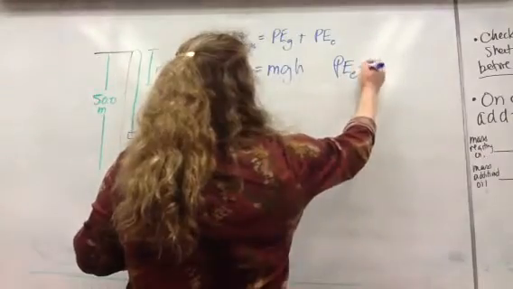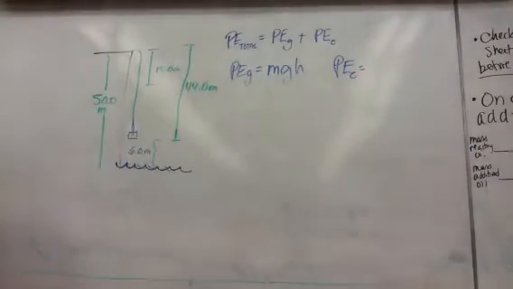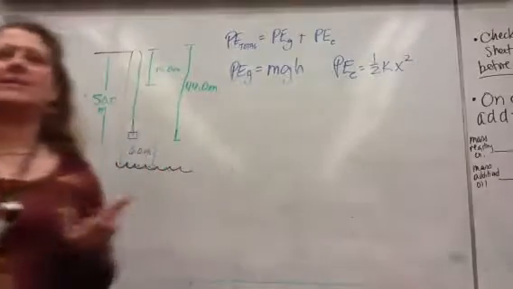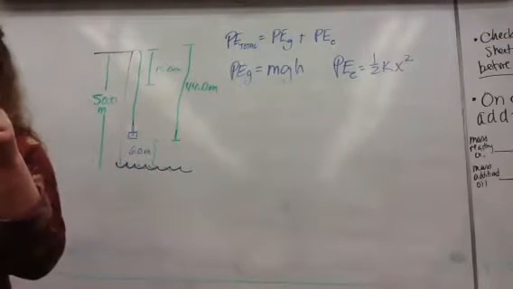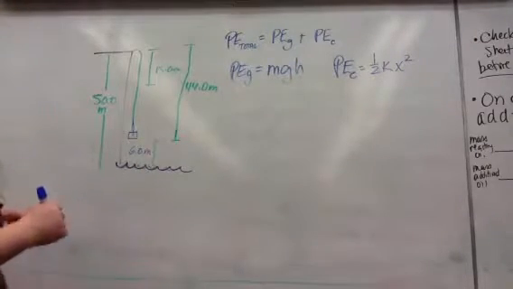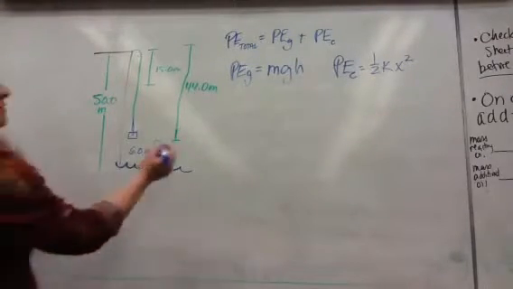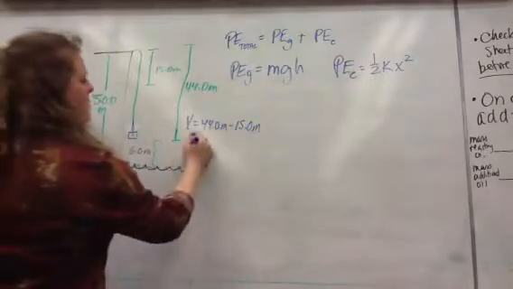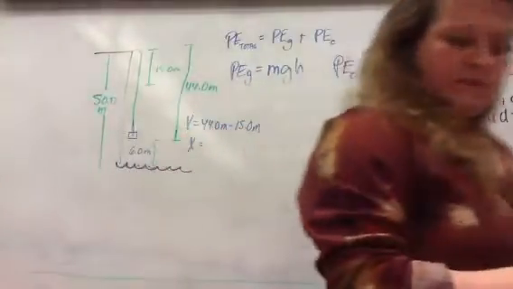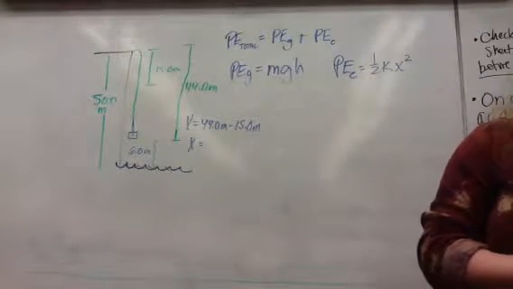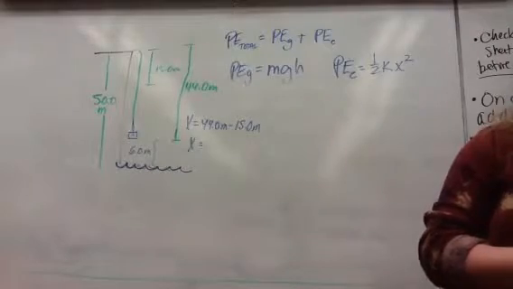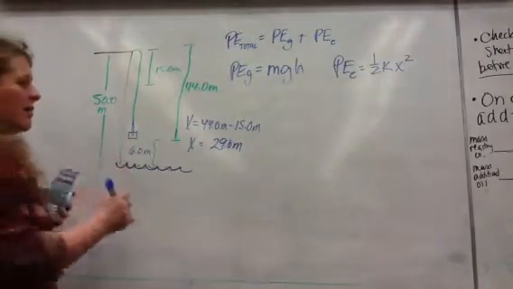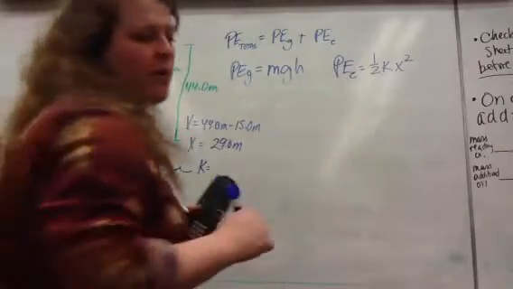Let's look at the potential energy elastic. So what's that one? 1/2 kx squared. Where x is what? The amount of deformation. So how much deformation do we have here? x equals 44.0 meters minus 15.0 meters, so x is 29.0 meters. Okay, k is a given. k was given to us as 71.8 newtons per meter.